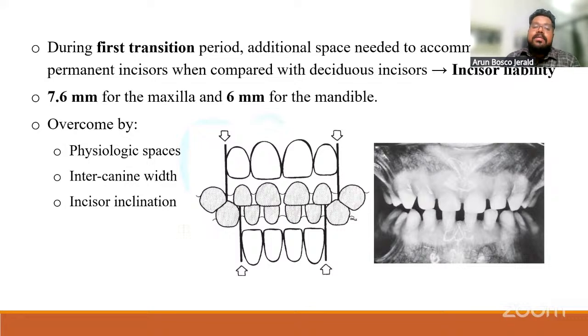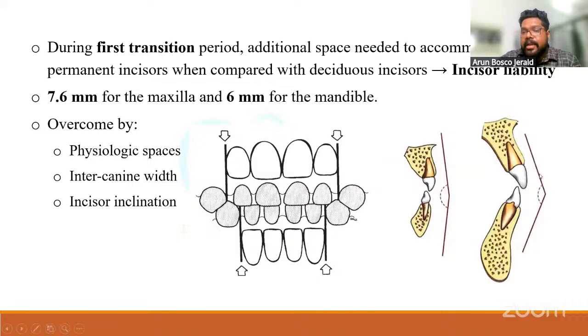This is overcome, first, by utilization of the physiological spacing which is present in the deciduous dentition. The second method is the increase in intercanine width. The third method is change in angulation of incisors. The permanent incisors usually erupt labial to the deciduous incisors, so there is a change in angulation, and the interincisal angle becomes lesser in permanent dentition. These are the three methods by which incisal liability is overcome.